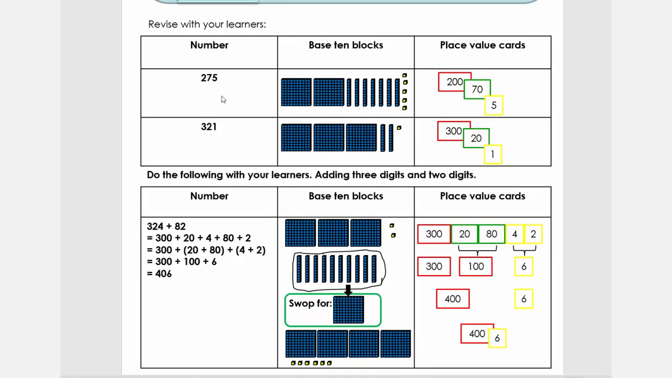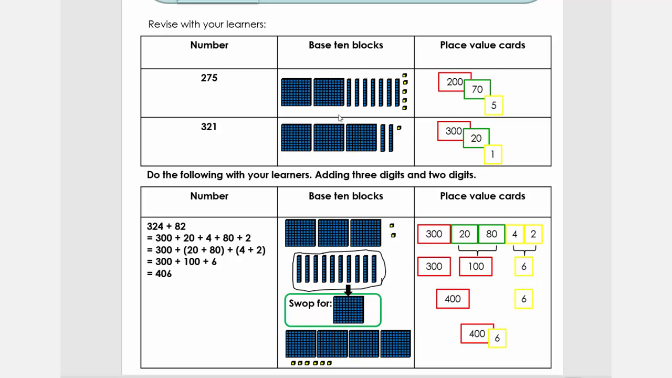So welcome back. Again, what we're going to do is look at the abstract form, but we're going to use concrete resources and representative resources. So very important, again, is that they understand the place value of the numbers. So we're going to have 275. So we've got 200, we've got 7 rods, each rod equals 10, and then we've got our units. So we've got 275. This must be a practical activity where we do it with our base 10 blocks and our place value cards.